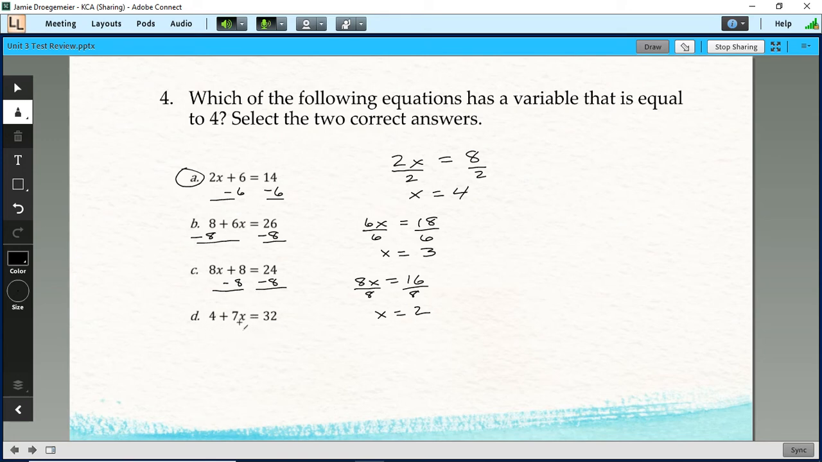And then our last one here, we're adding 4 to the 7x, so we need to subtract 4 for our first step. That leaves us with 7x equals 32 minus 4 is 28. And then we undo that multiplication by dividing by 7, and x equals 4 in this case. So A and D would be our two equations where the variable is equal to 4.